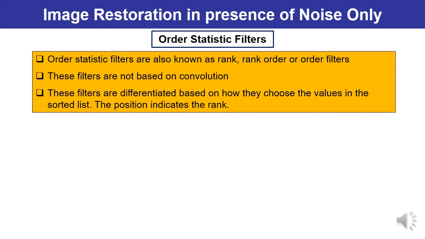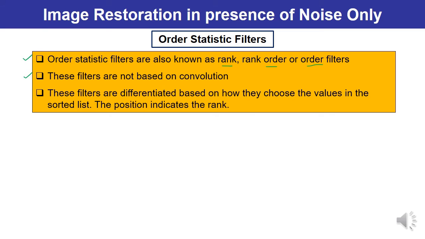Now let us study about the order statistic filters. As I have told you, order statistic filters are based on the order of something. So this is also known as rank order or order filters. These are also the other names of order statistic filters. You can note it down over here. And these filters are not based on the convolution, as you have studied that mean filters are based on the convolutions.